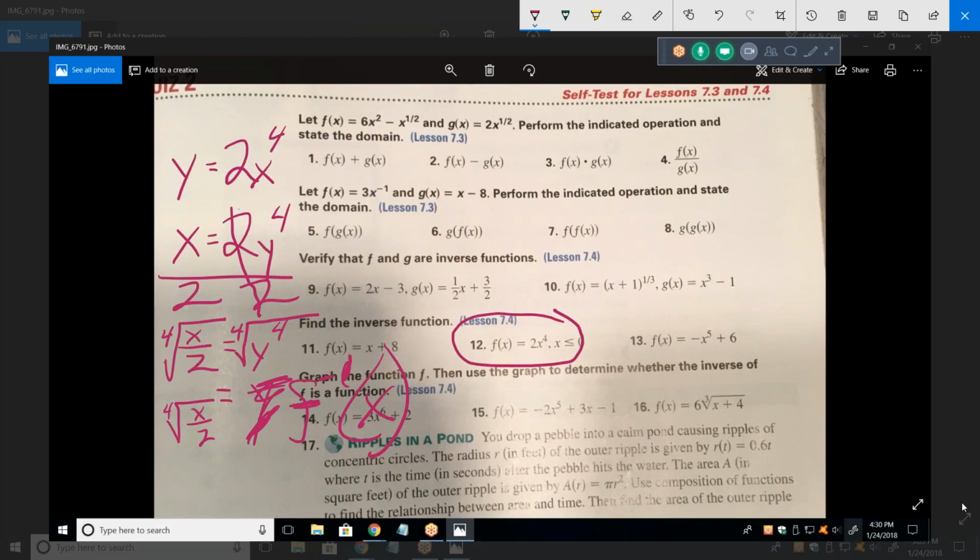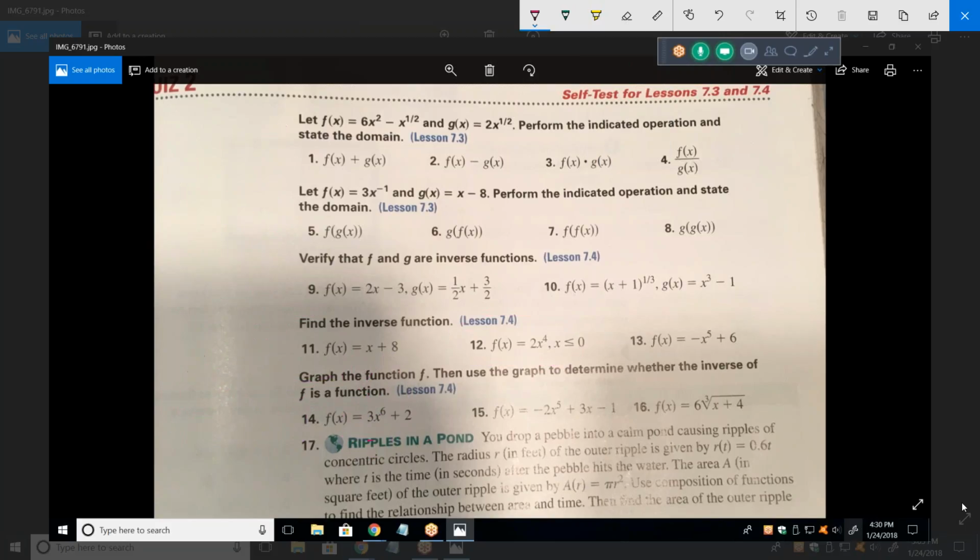Wait, sorry, what? It has to be... This is pretty complicated here. I'm going to start with an easier example. Let's go up and say f of x is equal to x squared, instead of x to the 4th. I'm going to keep it easy.